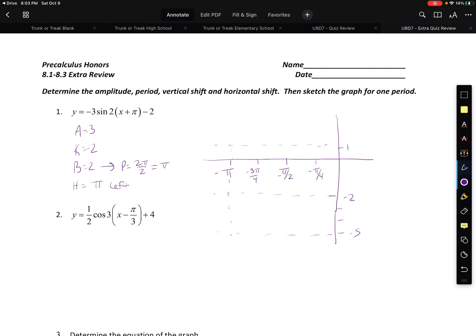So what am I doing? Sine graph, I start on the midline. I also end on the midline, and the midpoint is on the midline. Since it's negative, I go down, then go up, and there's my curve.